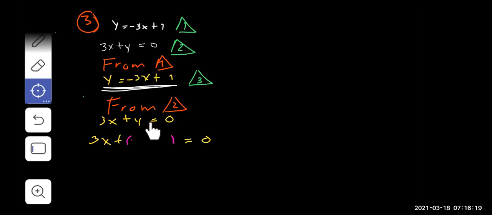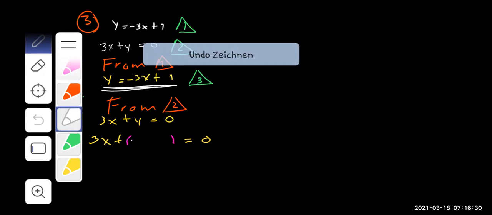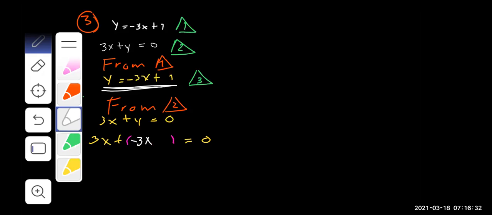What is y, my dear students? What is y equal to? Negative 3x plus 1. Thank you, both of you. Negative 3x plus 1. Thank you very much. Excellent. Okay, 3x, let us do that. Let's get rid of the parentheses, guys. Take a look that this parenthesis is positive.